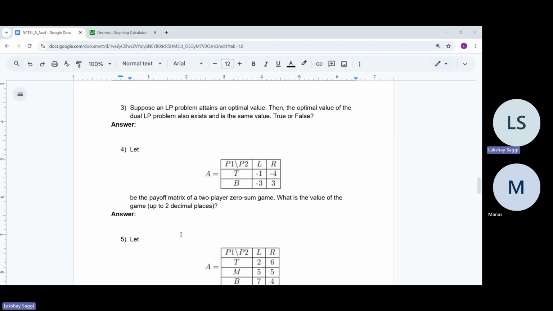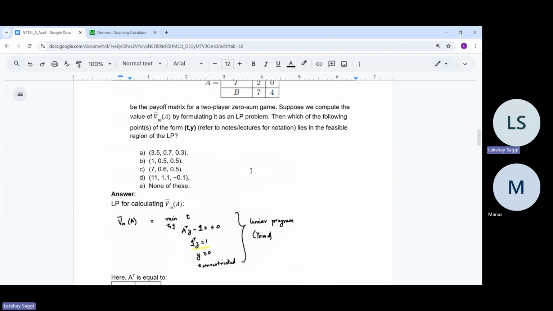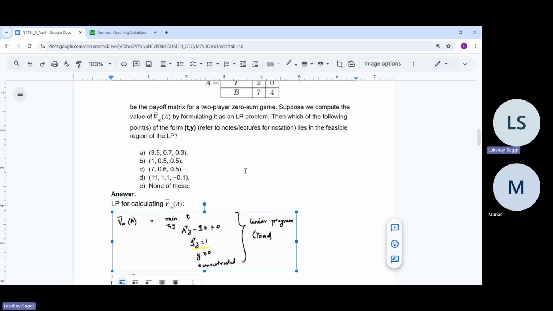Okay, so Manas is saying that. So Manas, are you talking about problem three here or problem two? Because in problem two, I don't think you need to really check anything about the duals. Problem two here is just talking about this V bar M of A, and for this you just need to check the primal LP.